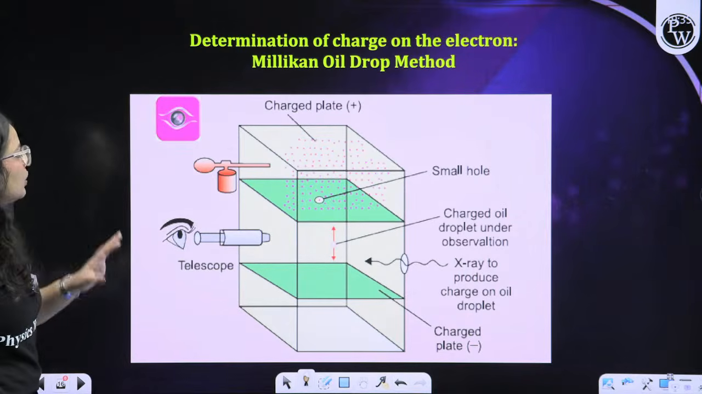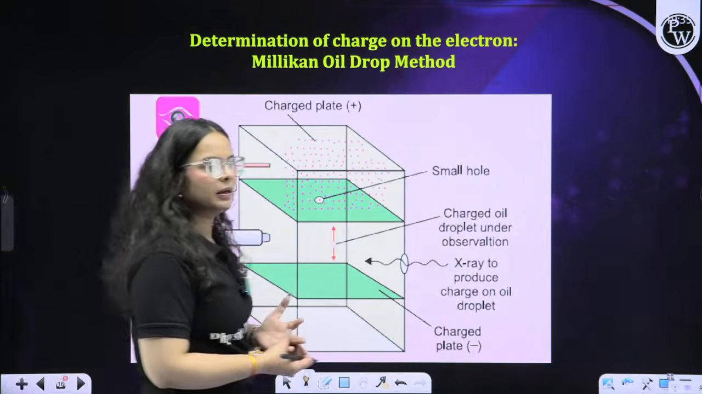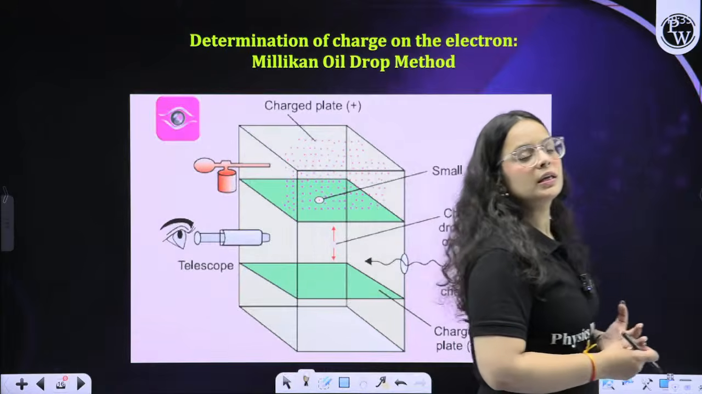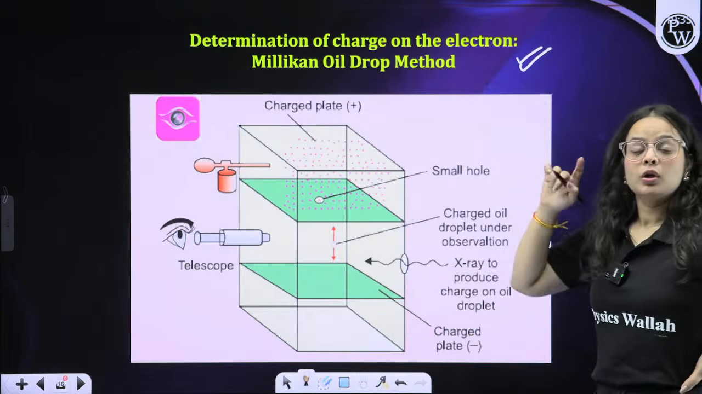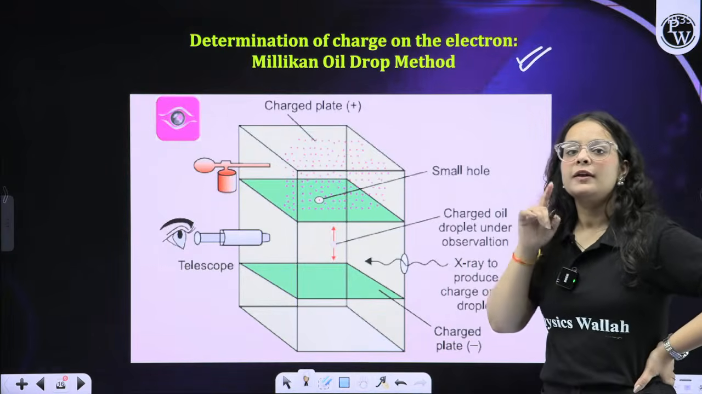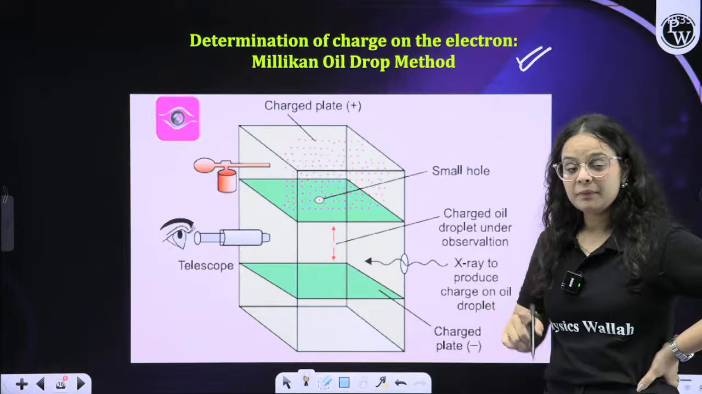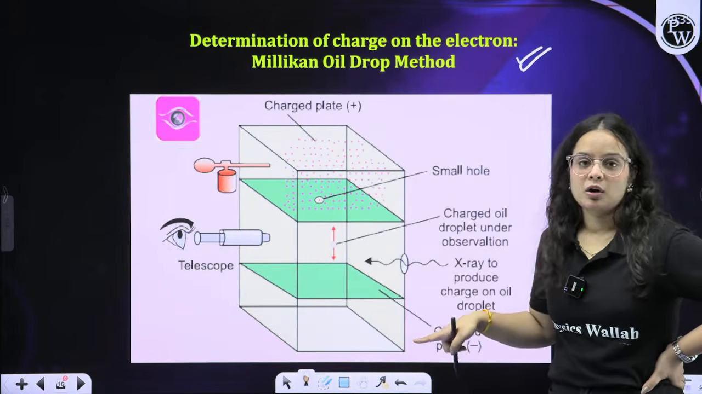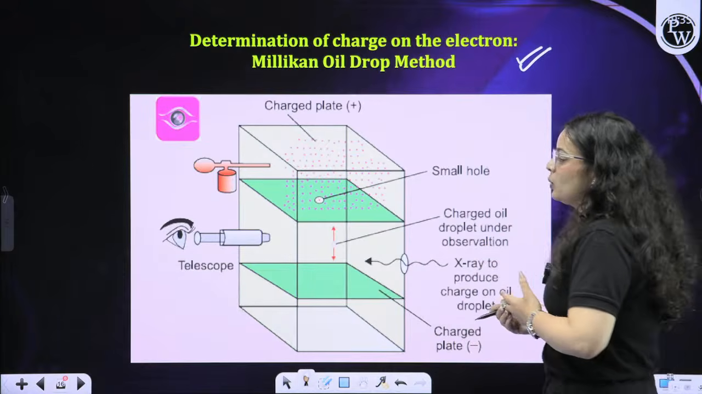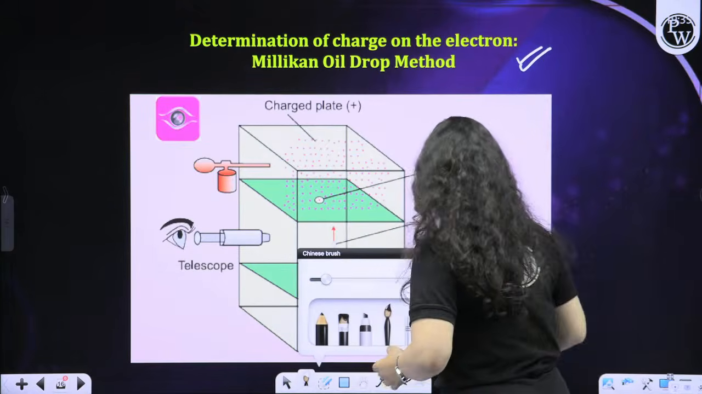Okay, moving on to another experiment, the Millikan oil drop experiment. In this experiment, what did we calculate? We calculated the charge on the electron. You all have to know what each experiment is used for: to determine e by m, that is the Thomson model, and to determine the charge, that is the Millikan oil drop experiment. So let us discuss what happens in this experiment.